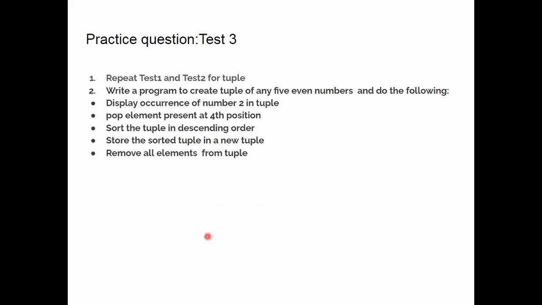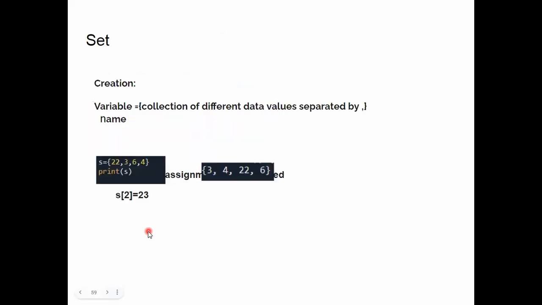Now you have to repeat all the questions which are present in test 1 and test 2 for your list, and the remaining questions: write a tuple of any 5 even numbers, and do the following. Display the occurrence of number 2 in the tuple, how many times the number 2 is repeated. Remove the element present at the fourth position; which function do you have to use, and if you are using the pop function, what kind of variation of the pop function should be used. Sort the tuple in descending order, store the sorted tuple in a new tuple, and remove all the elements from the tuple. Hope you will solve all the questions on your own without any kind of cheating.